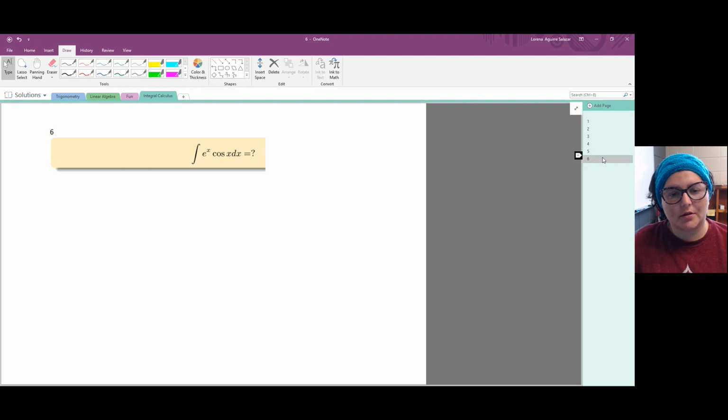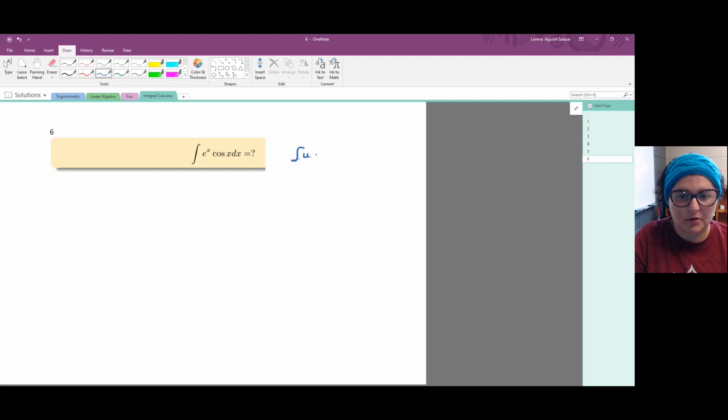We're going to use integration by parts in order to find the integral of e to the x cosine of x dx, and we will see we will get to use integration by parts twice. So let's recall the formula for integration by parts. We have the integral of u dv equals uv, and then minus the integral of v du. There we have that formula.